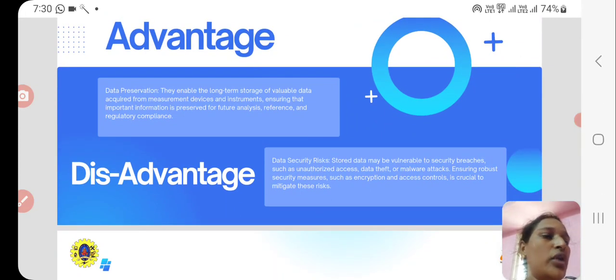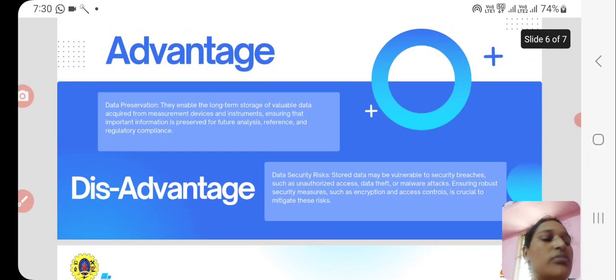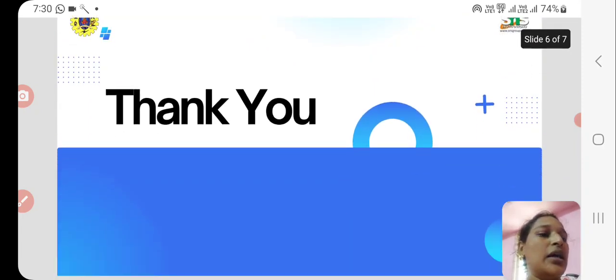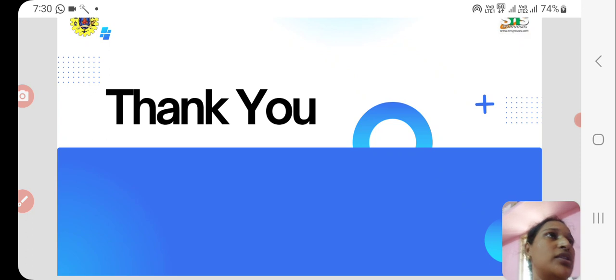By using these storing devices, the data can be easily preserved, and the risk of missing any data is easily avoided. But the disadvantage is the data security risk. Cyber security issues can lead to mishandling of data or vulnerability to security breaches. Other than that, these data storage devices are a major tool for analysis of any scientific inventions.